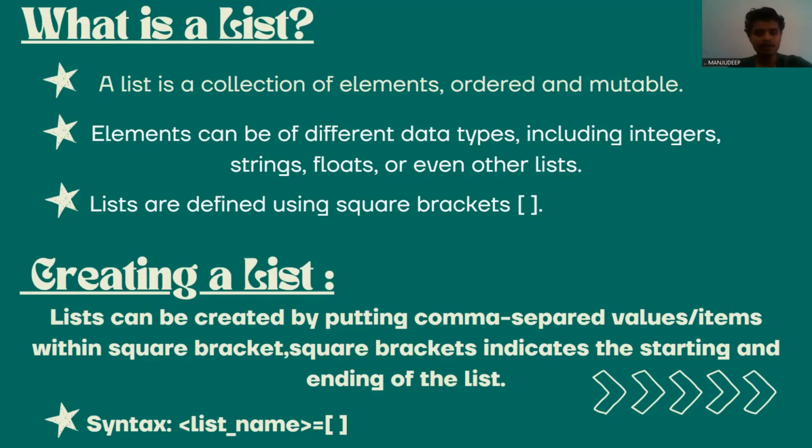Creating a list. A list can be created by putting comma separated values or items within square brackets. The square brackets indicate the starting and ending of the list. The syntax of creating a list is list name equal to square bracket open and close. Inside the square brackets, the list items or values should be typed.